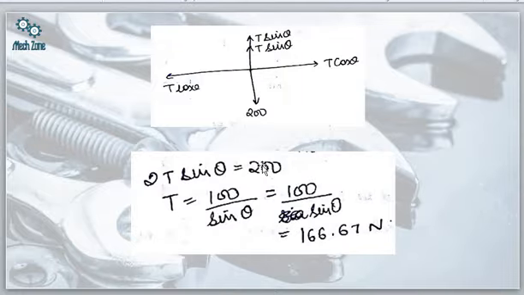Okay, 200 divided by 2, this cancels out, so 100 comes. So tension is coming out to be 166.66 Newton. So this was the question which was very simple. It was asked in one of the examinations.